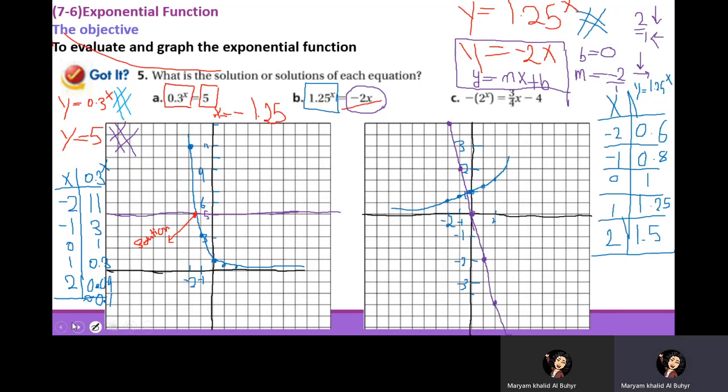Now, the intersecting point will be here. So this is the solution. So that is x about here. It's x about -0.3. It looks like -0.3. About this, definitely an estimation. You might see it different in your book.